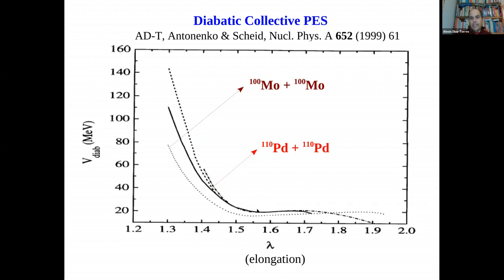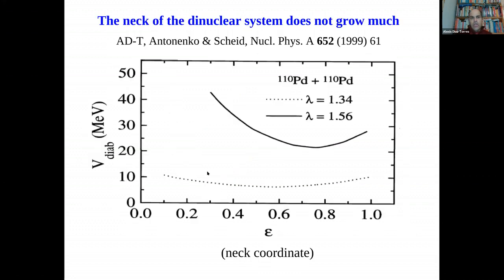As a result, a dinuclear system will be formed near the touching configurations, and this dinuclear system will live for a certain time in these very shallow pockets of the nucleus-nucleus potential. There are other lines in this figure I don't want to discuss because of time. So here I show you what happens in the neck coordinates.